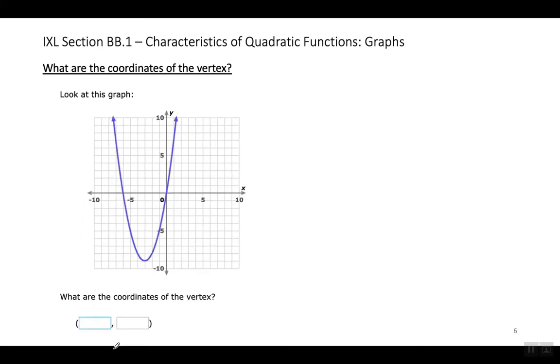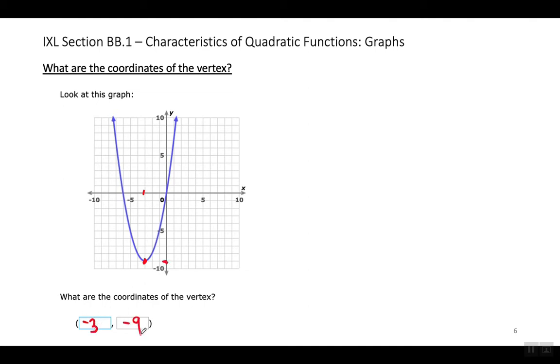The next category is also simple. What are the coordinates of the vertex? Okay, so this should be, again, very simple. Here's the vertex. What are the coordinates? The x-coordinate is -3, and the y-coordinate is -9.